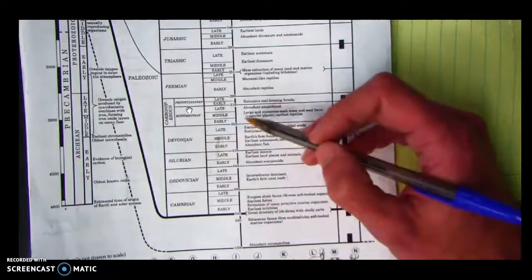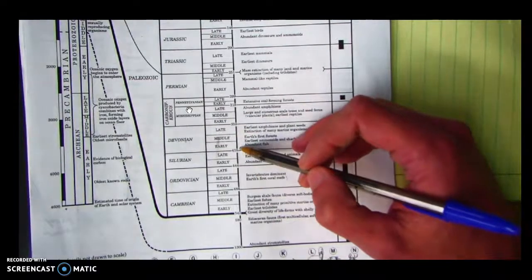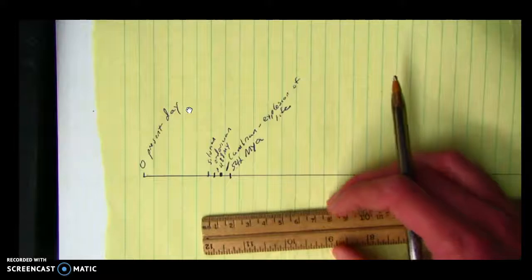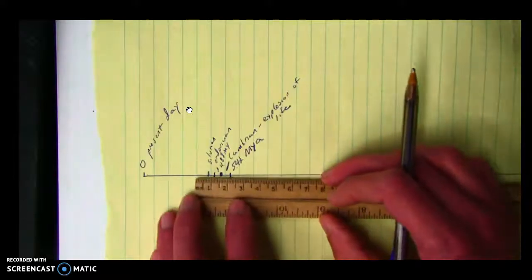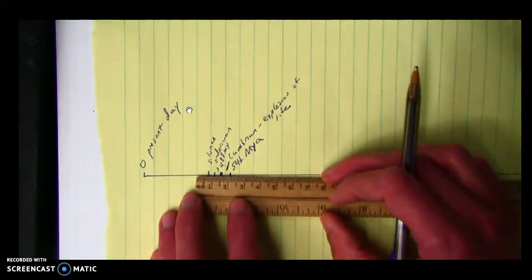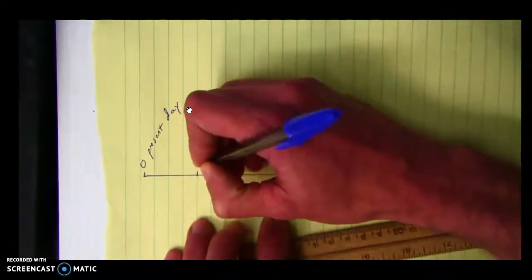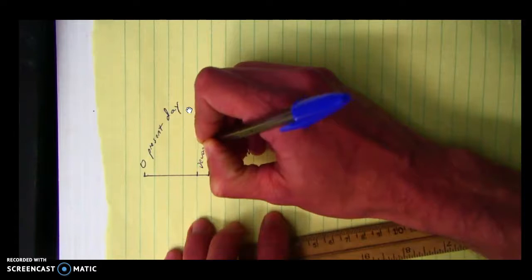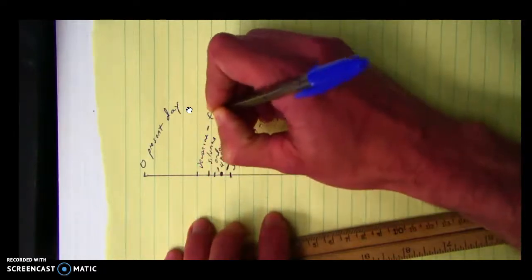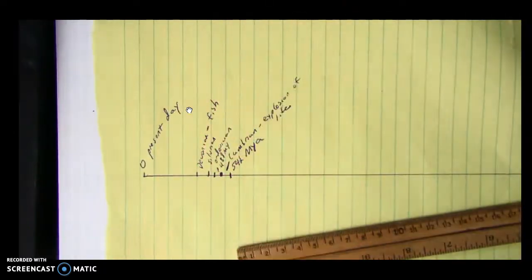Now we go to Devonian, 359 to 416, which would be 57 million years. On my scale, it would be 5.7 millimeter, which is about there. This is Devonian time. This is often thought of as the age of the fish. This is when fish really take off during the Devonian period.